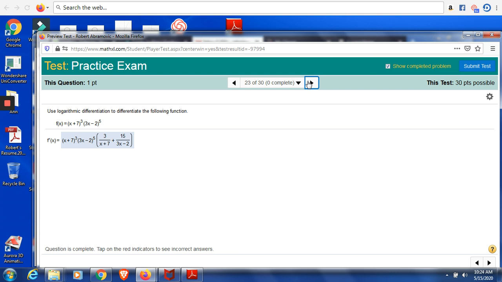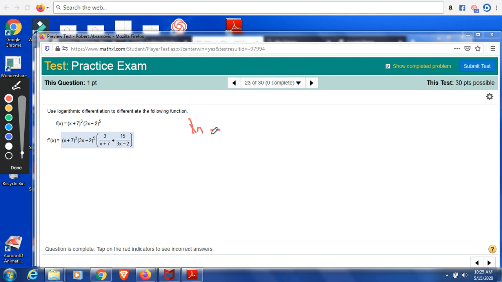Next question is to use logarithmic differentiation to differentiate the following functions. So here, the function is x plus 7 to the third power times 3x minus 2 raised to the fifth power. Now, how does logarithmic differentiation work? We take ln on both sides. Ln of the left-hand side is just ln of f. And then we take ln of the right-hand side and simplify using the logarithms.